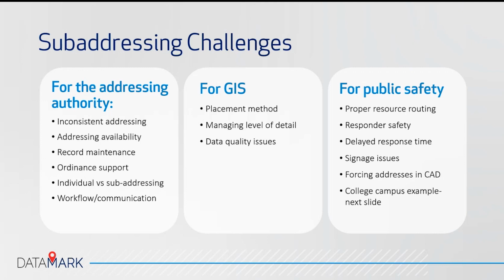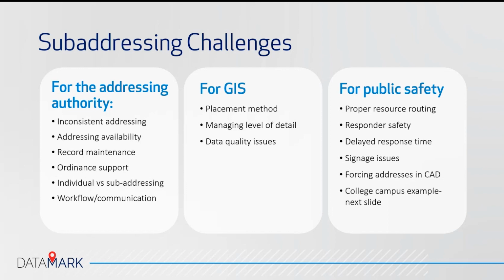So for GIS, the challenges can be, how do I place these addresses? If I have 8 apartments, what do I do? Do I place them on top of the building footprint? Do I stack them all? How do I place these address points? Managing the level of detail, like we mentioned, can be very challenging. And then, of course, the data quality issues that come from that. Having 8 address points that all say 147 Main Street is fine, but you have to make sure that you are providing additional context. You shouldn't have duplicate addresses.